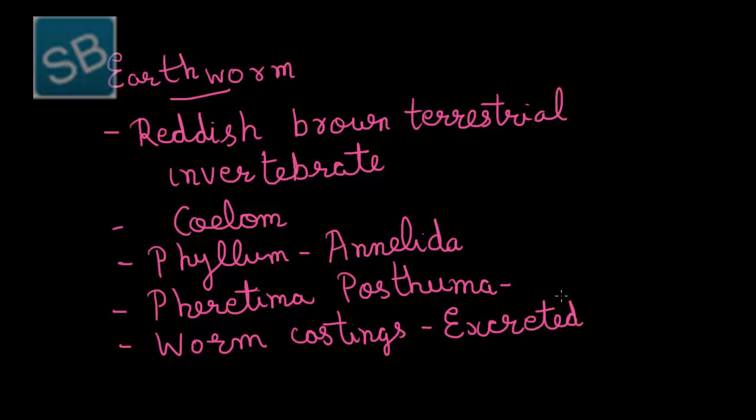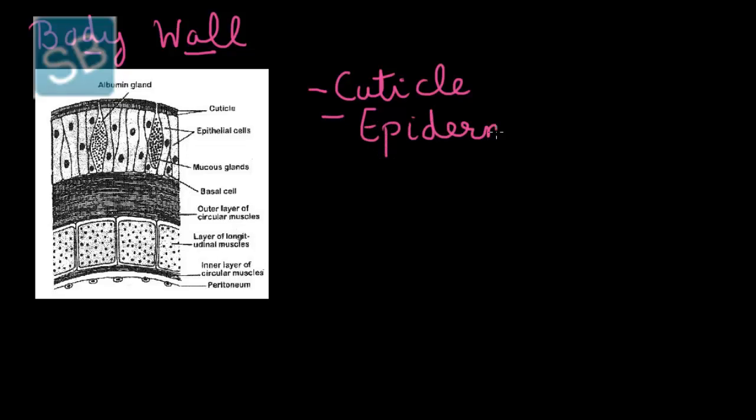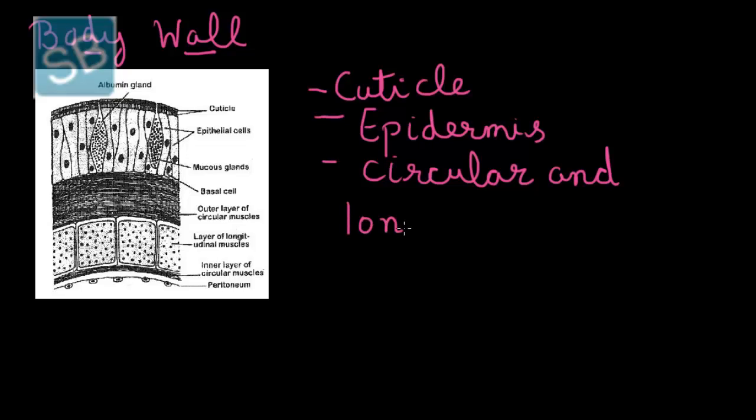Now let us understand about the morphology and body wall of earthworm. This structure represents the body wall of earthworm. The body wall of earthworm basically consists of cuticle, that is the outermost layer, then epidermis, that is the layer beneath cuticle. Generally, the skin layer consists of epidermis, then circular muscle and longitudinal muscle, which helps in the movement, and parietal layer.